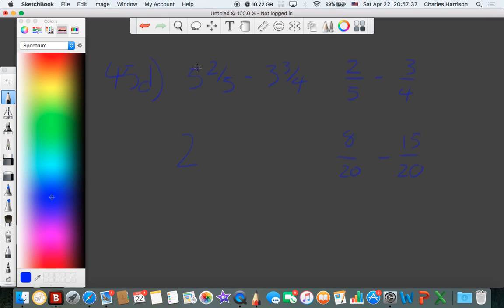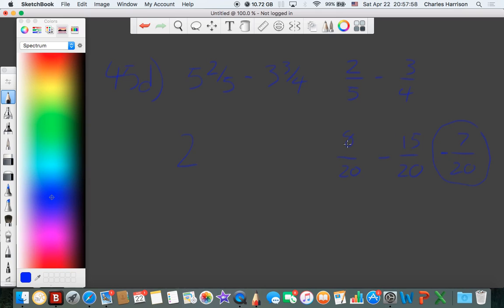So we're going to have a problem here because this is a positive 5 and we subtracted 3 from it. We have a positive 2 now. Well, when we subtract this 15 from the 8, we're going to get 7 20ths. So that's a negative 7 20ths right there. See that? It's a negative.